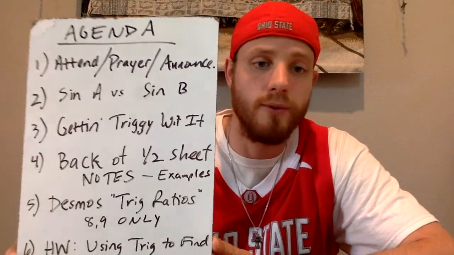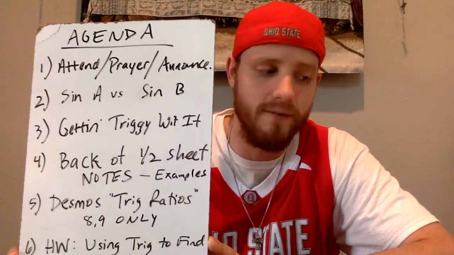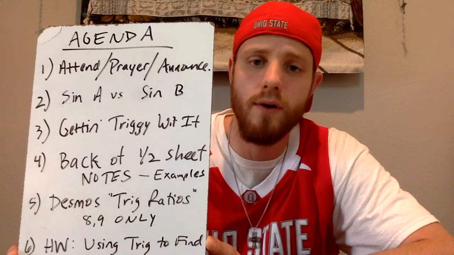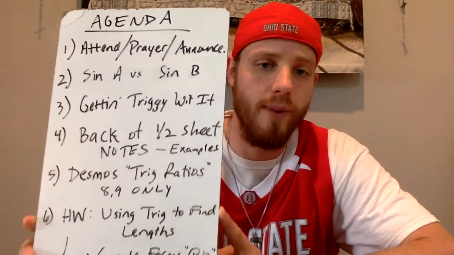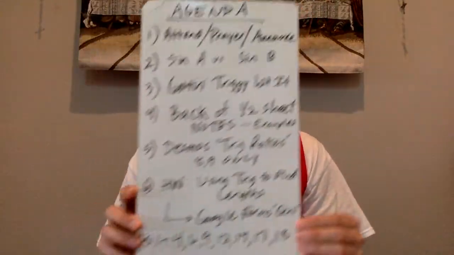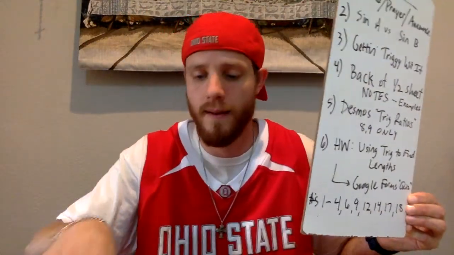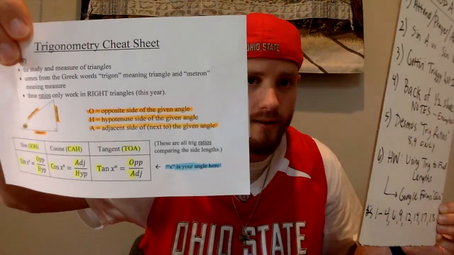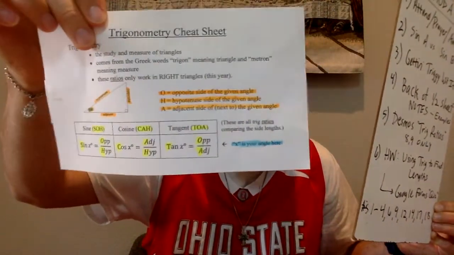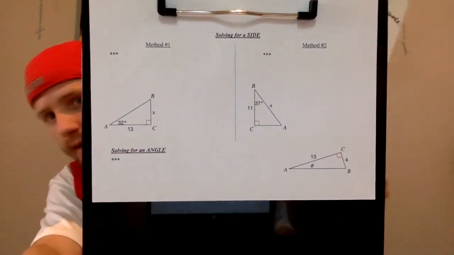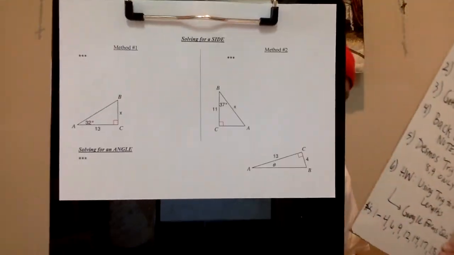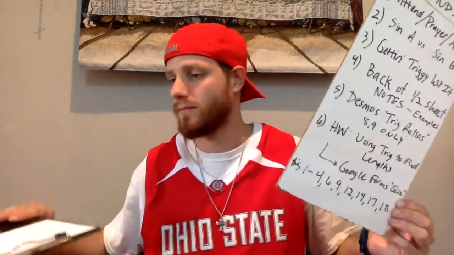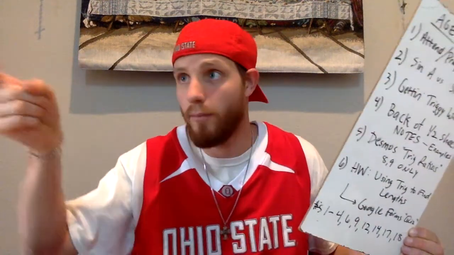Then I'm just gonna tell you about getting tricky with it. We're gonna do a different video portion of what we're learning today in class. And then we're going to do the back of the half sheet. Whenever I printed it, this was supposed to be on the front of your notes, your cheat sheet, and then the back was supposed to look like that. So we are going to go over these two problems today, which I have on my board over there.